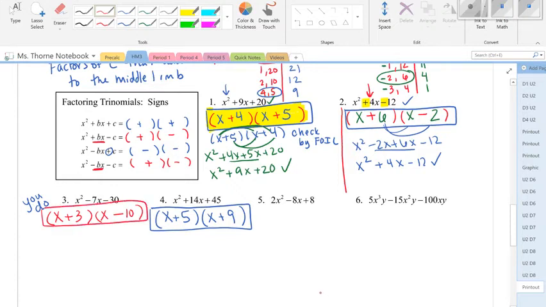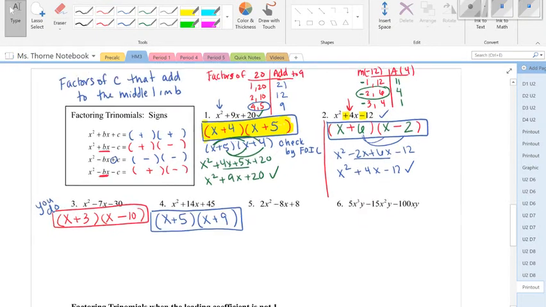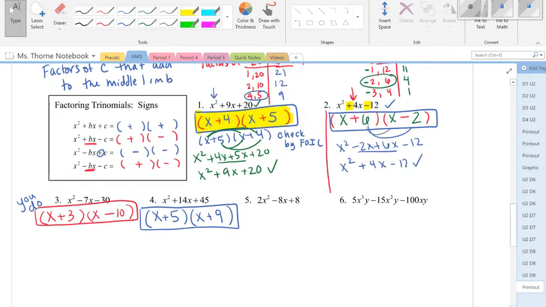And remember, the first thing you always want to do is look for greatest common factors. Just those first ones, we didn't have a greatest common factor. But if I look at question 5, now I would notice that I have 2, 8, and 8. These are all even numbers. So I know my greatest common factor is 2. So I'm going to divide out 2 from each number. When I do, I get 2 times x squared minus 4x plus 4.